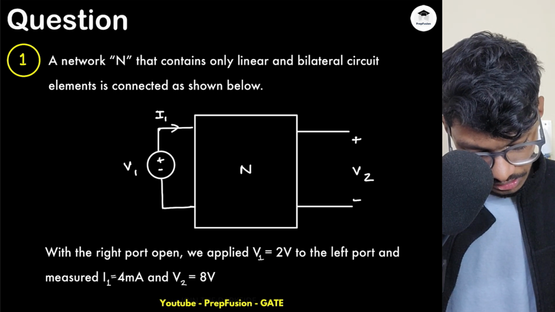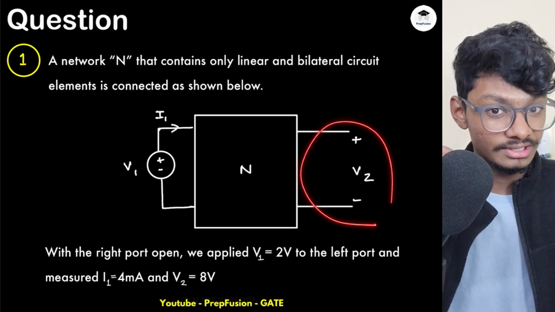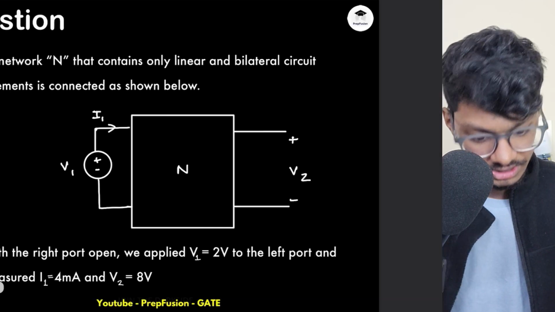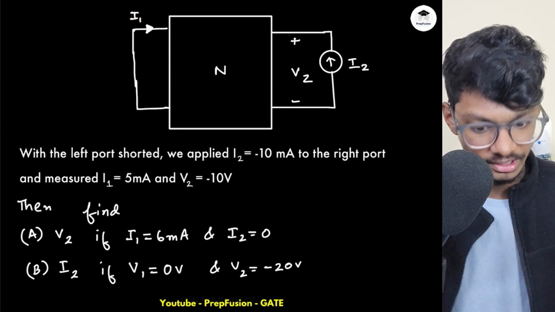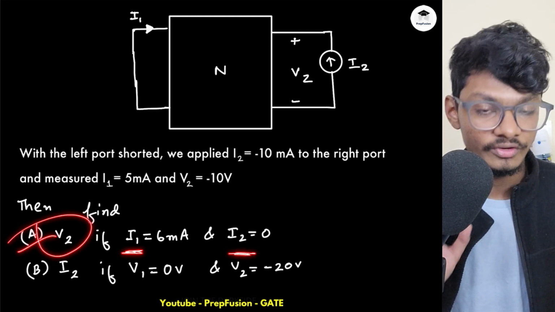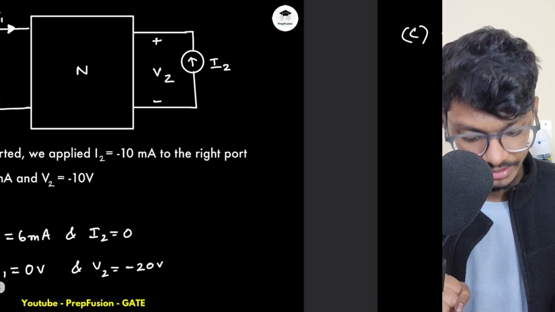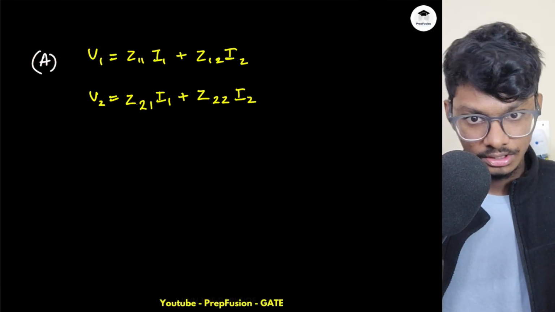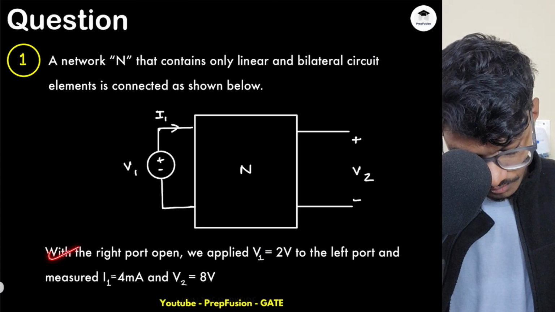For part A, V1 is given, and your second port is open circuit. Then which parameter comes to your mind? It should click that it should be open circuit parameters. In the other case, the port is short circuit, so it should be short circuit parameters. Here for V2, they have given I1 and I2 and want me to find V2. This is the equation for the open circuit parameters, so I will use this first equation.